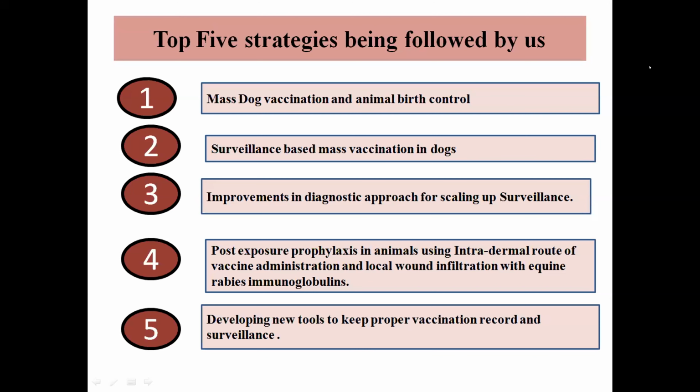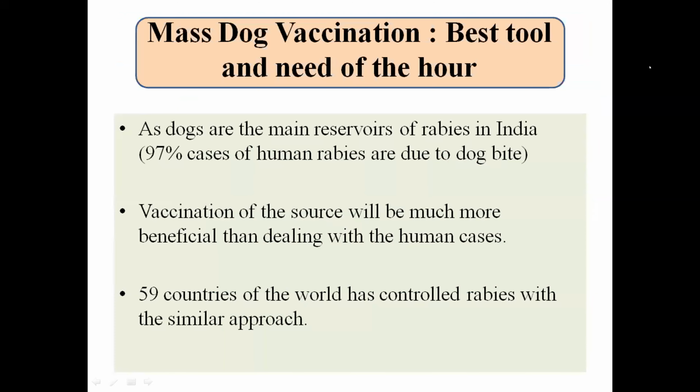To scale up the surveillance, we have developed some tools. First and best tool is mass dog vaccination. Those who have little knowledge of rabies, everybody knows that 97% of rabies is dog mediated, and if we are vaccinating even more than 70% of the dogs of that very area, that area becomes rabies free. So we need to focus on this very aspect with keen interest. Vaccination of the source will be much more beneficial than dealing with the human deaths. 59 countries of the world have controlled rabies with a similar approach.